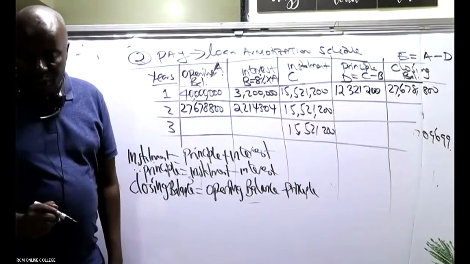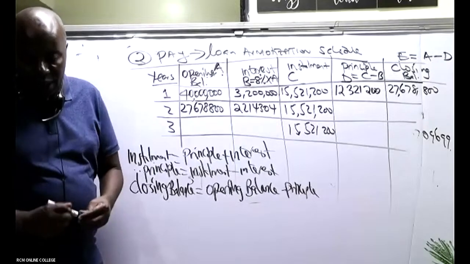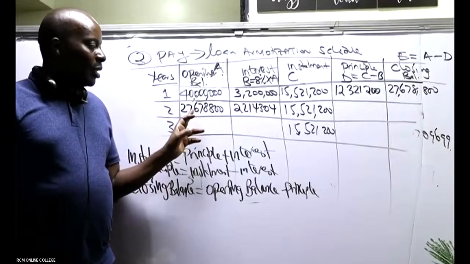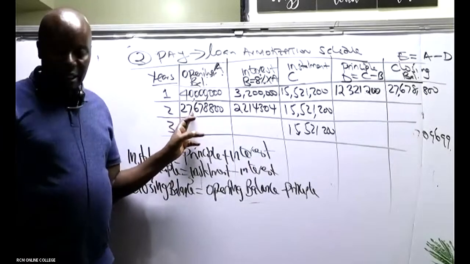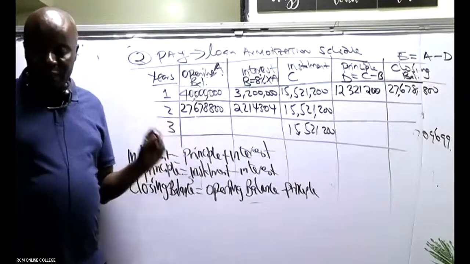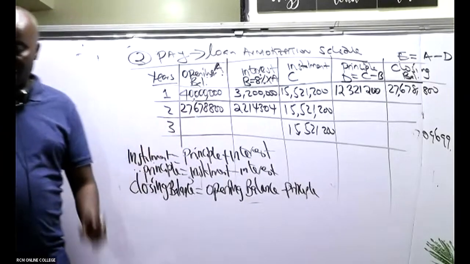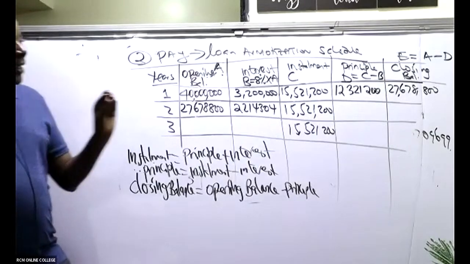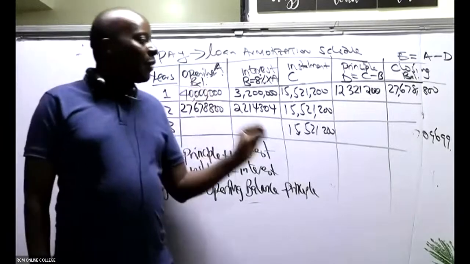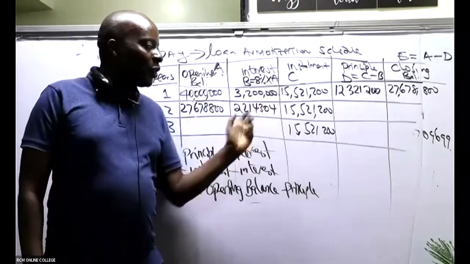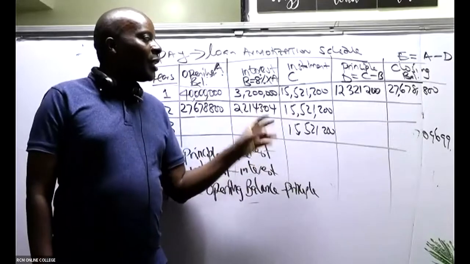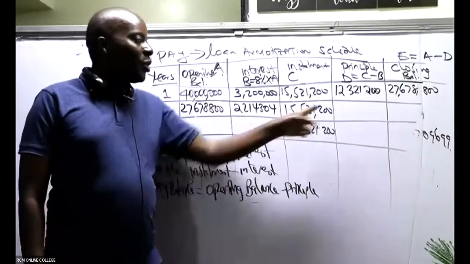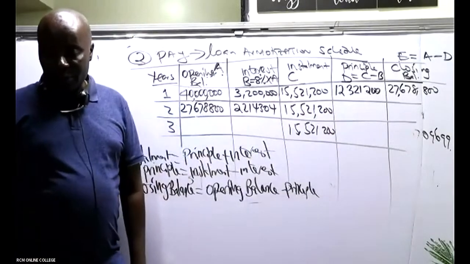Thank you so much. I hope somebody else can also confirm this. What Mumbi is telling me is correct: 8% of this figure, 0.08 times this. Can somebody confirm that she's giving me the correct figure, 2,214,304? Thank you. Once I get the interest, I shall deduct it immediately from the installment. This installment here covers two things. Once I know the interest, getting the principal will not be a big deal. I will take 15,521,200 and subtract this to get the principal here.